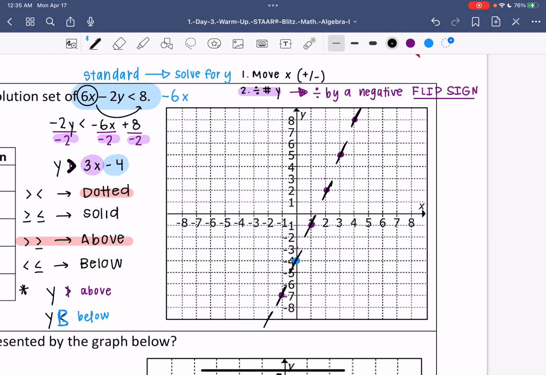Okay, and because we're going to shade above, I'm going to look to where the inequality or the y-intercept is, and I'm shading above the y-intercept. So it's all this side.